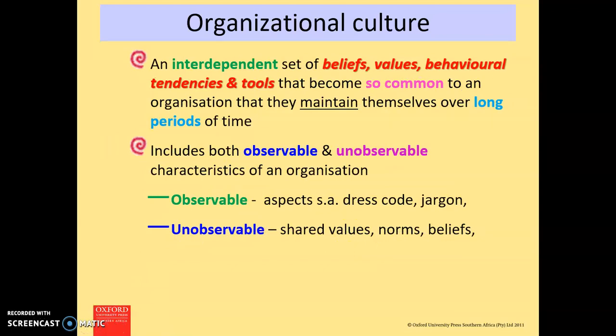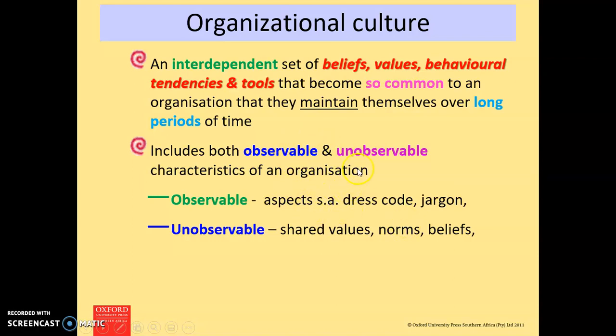So organizational culture is another topic under chapter 9. Organizational culture refers to an interdependent set of beliefs, values, behavioral tendencies, and tools that become so common to the organization that they maintain themselves over a long period of time. So these include both observable and unobservable characteristics of organizations.